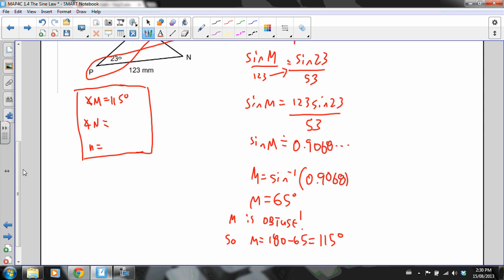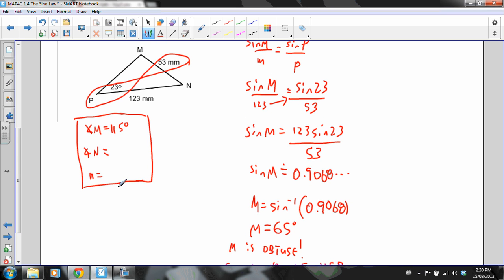And notice angle N, we could go through a sine law, I suppose, but let's just use angles of a triangle, right? Angle N is 180 subtract 115 subtract 23. That means N is about 42 degrees. So that means we've got that's 42 and that's 115.